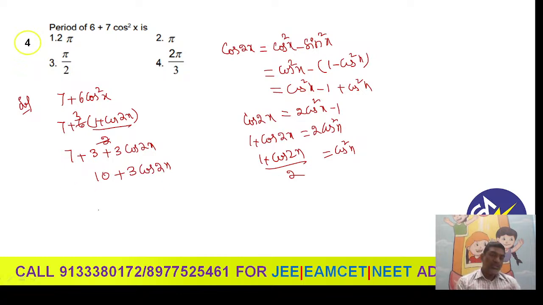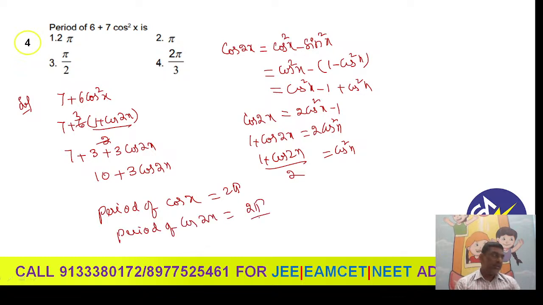So here, the period of cos x, what is the period of cos x? The period of cos x is 2 pi. And what is the period of cos 2x? The period of cos 2x will be 2 pi divided by 2, that is pi. So the period of cos 2x is equal to pi. Then the period of 10 plus 3 times cos 2x is also pi. Okay, now the answer is option 2.